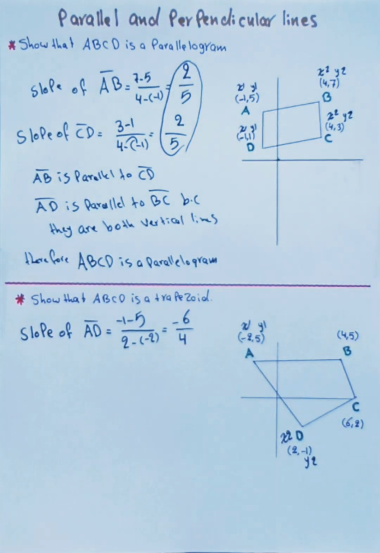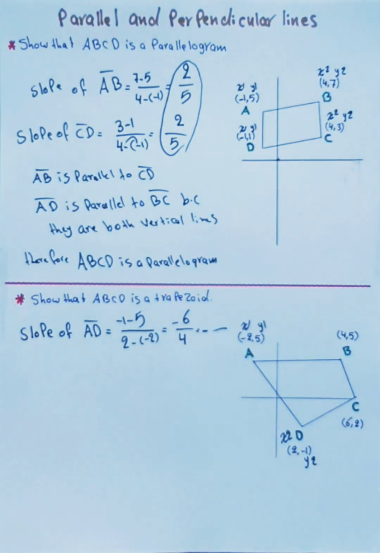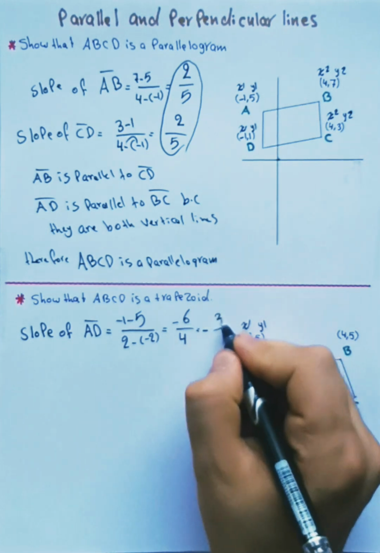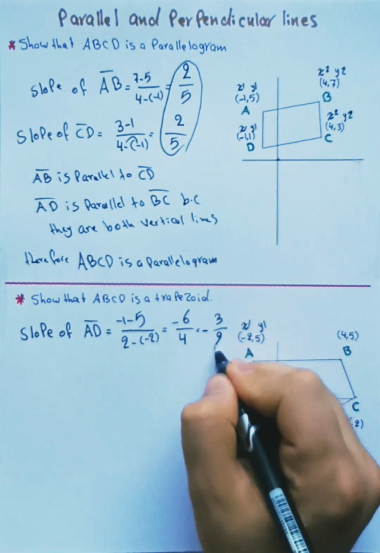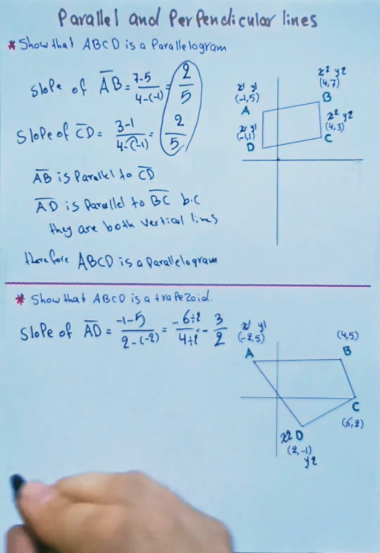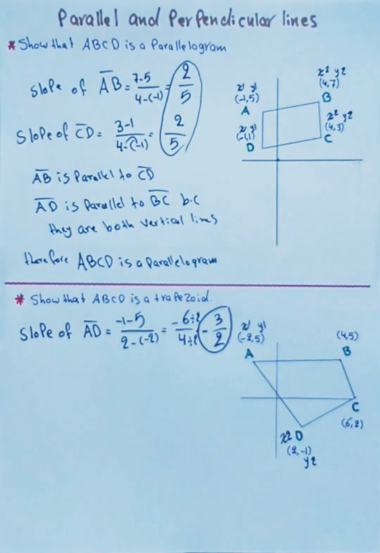And then we can write this fraction in simplest form. The greatest common factor is 2. We have to divide both sides by 2. 6 divided by 2 is 3. 4 divided by 2 is 2. So the slope for AD is negative 3 out of 2. After that, you have to find the slope for BC.